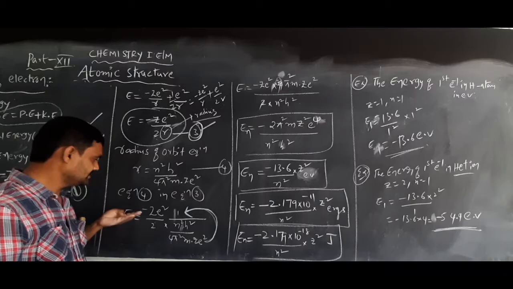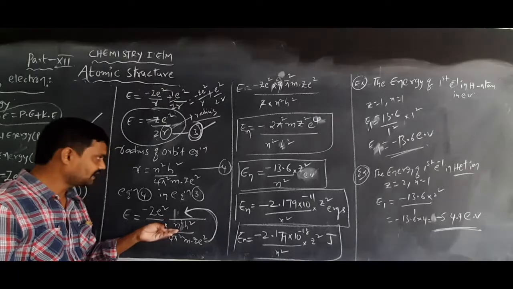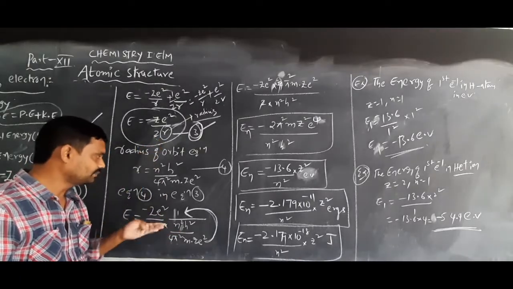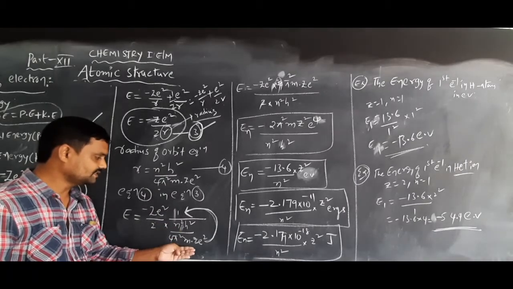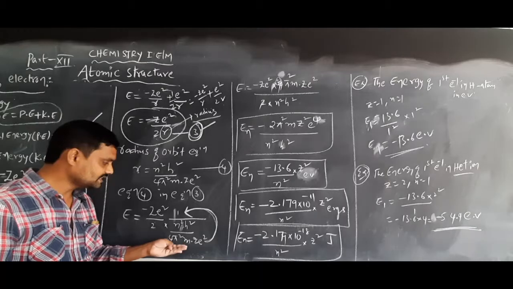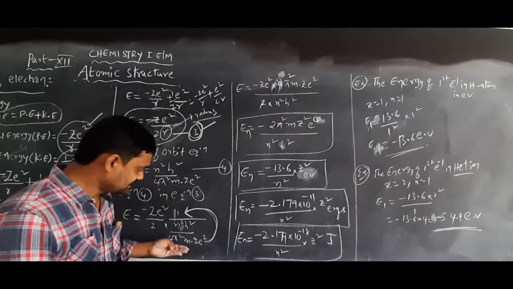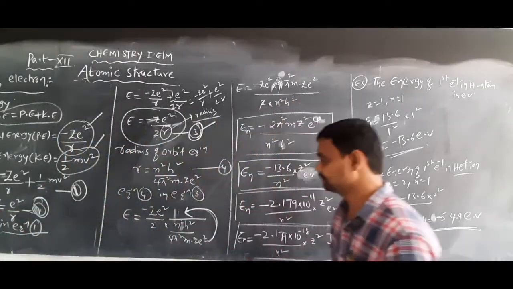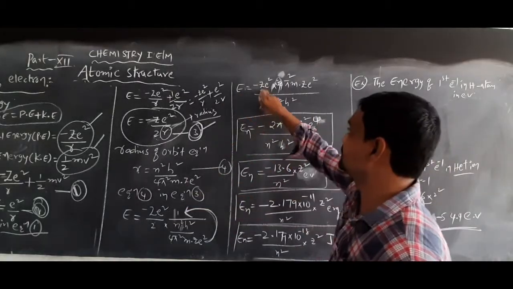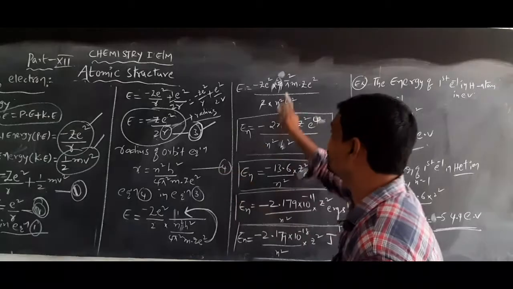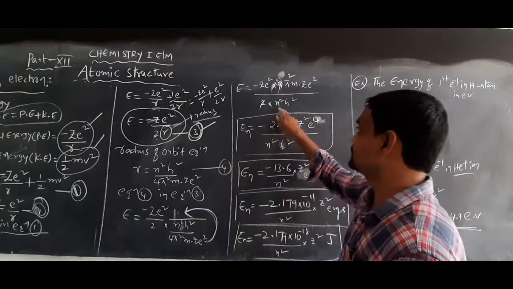Then the total energy E is equal to minus Z e square by 2 into 1 by r, where the r value is n square h square by 4 pi square m Z e square. On simplification, the 4 pi square m Z e square in the denominator goes to the numerator. Then the total energy E is equal to minus Z e square into 4 pi square m Z e square by 2 into n square h square.